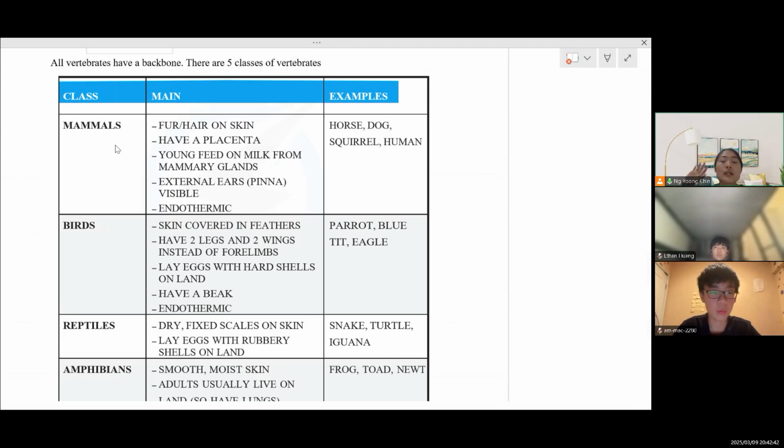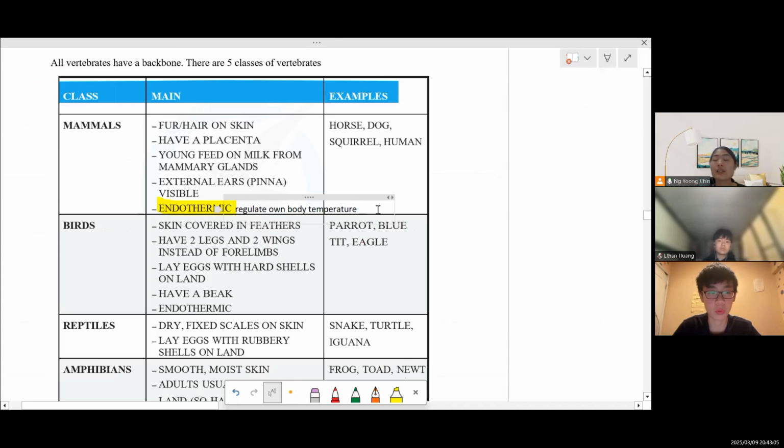Why? Because in mammals, we are able to regulate our own temperature. So we are endothermic, which means that we are able to regulate our own body temperature. For example, when we as humans go to a place where the external environment is very cold, our internal body will help to generate heat to combat such a cold environment. So this is referred to as endothermic.